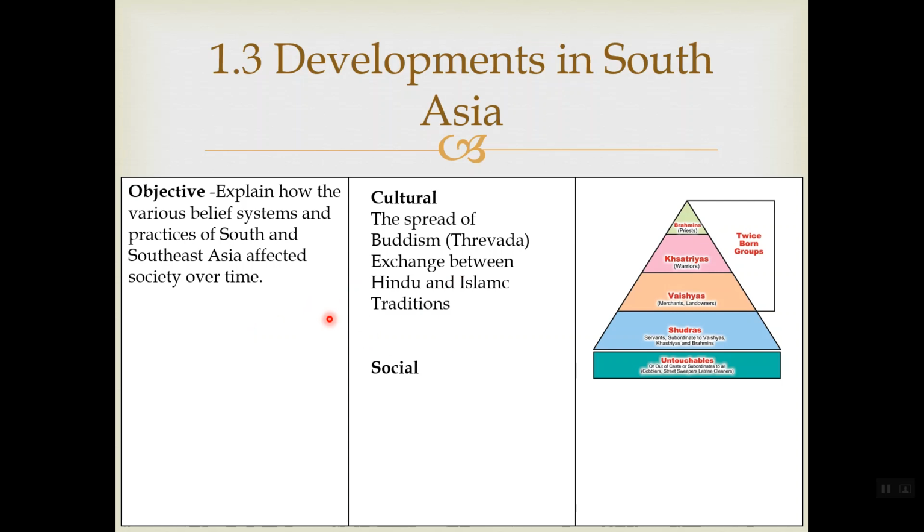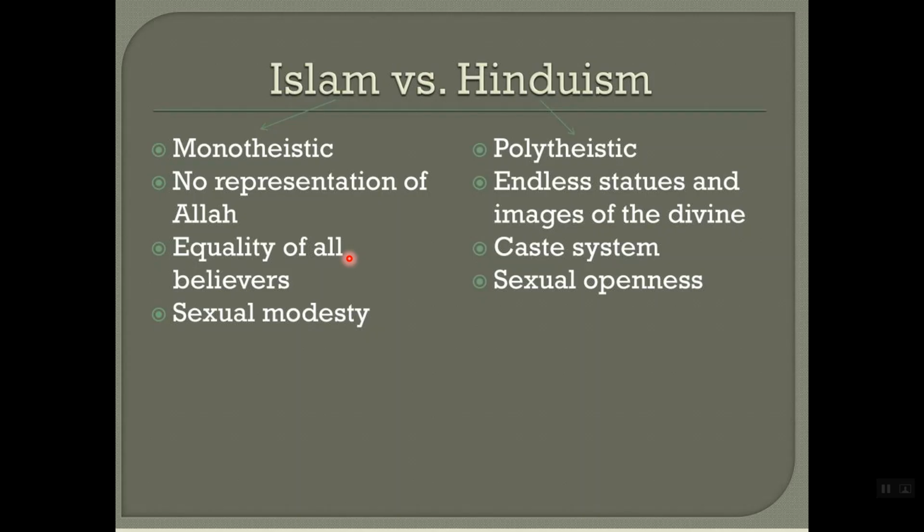The cultural effect that had was Buddhism began to be spread all over China, especially Theravada Buddhism. However, it began to die out in India, right? Also, another cultural development is that Islam and Hinduism were clashing. Why were they clashing? Because Islam is monotheistic, believing in one God. Hinduism is polytheistic. Islam believes in no representations of Allah or Muhammad, so no pictures there.